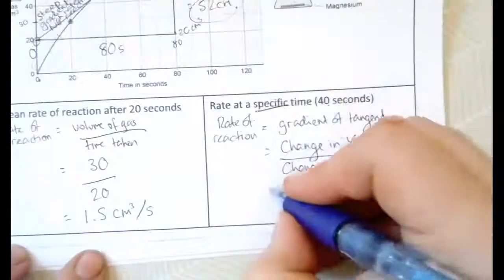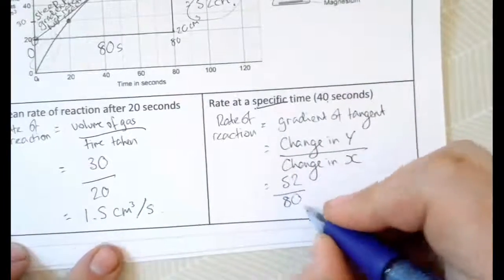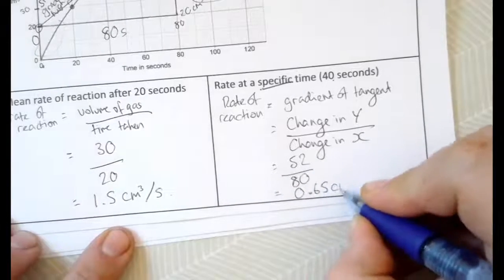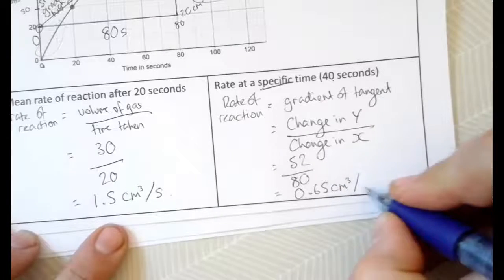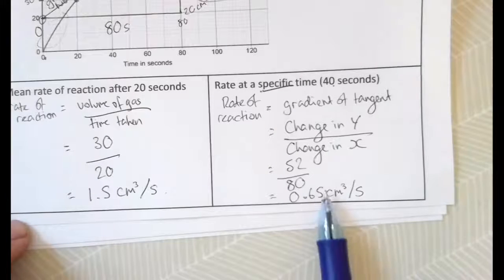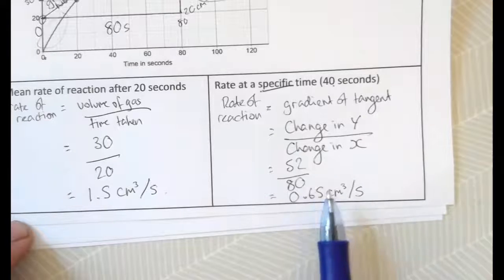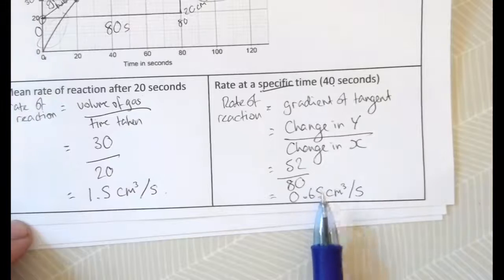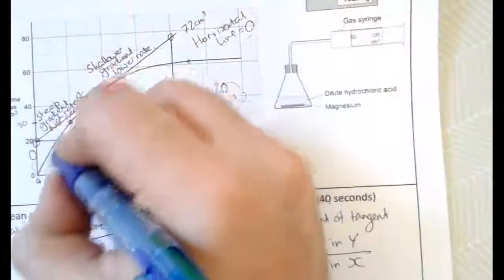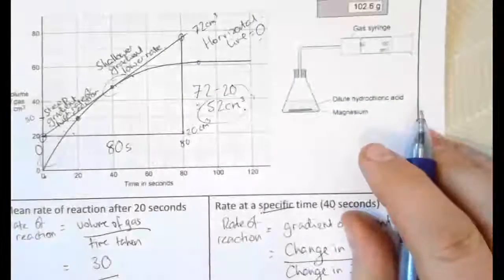We go back to our equation below, so the change in y was 52 divided by 80. Type that into a calculator and that will give us 0.65 centimetres cubed per second. And we can have a bit of a common sense check here. This rate is much lower than the rate we calculated earlier. So when we look at our graph, we should notice that the gradient of our tangent is much less than the gradient of the slope for the first 20 seconds. That's quite a steep gradient, whereas this is much shallower. So that agrees with what we've just calculated.